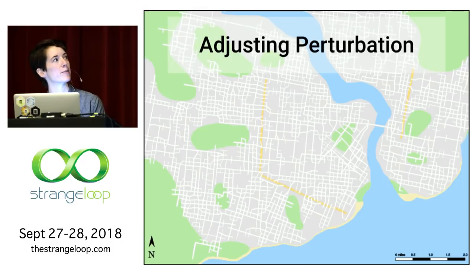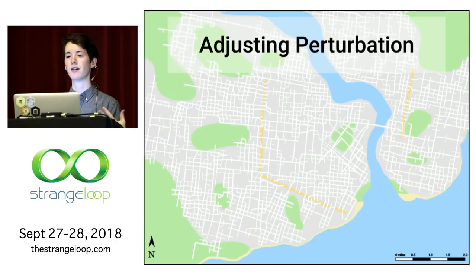This is also really adjustable. I've changed the perturbation level for this map to be really, really low. And now I have a map that's much more of a grid. It feels maybe more like a modern pre-planned city.